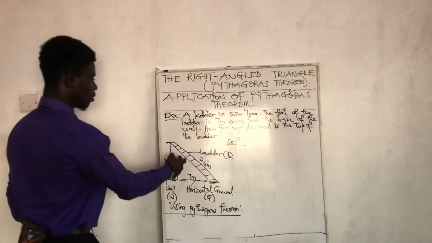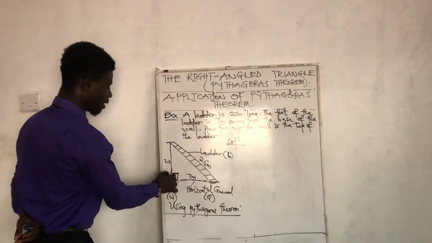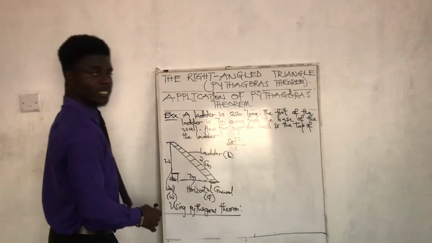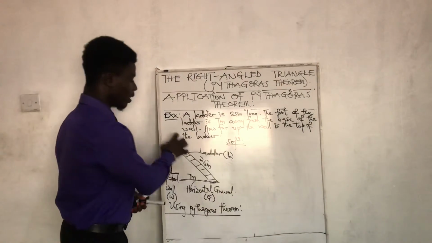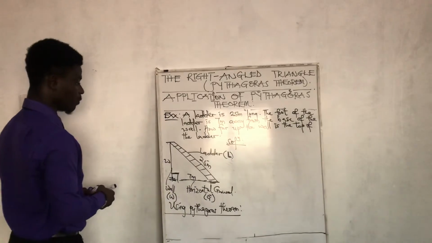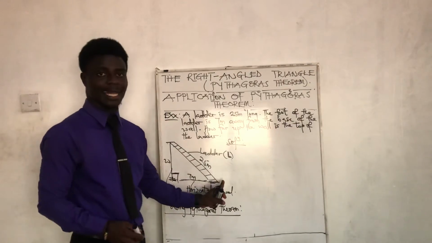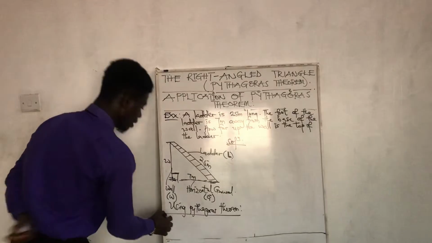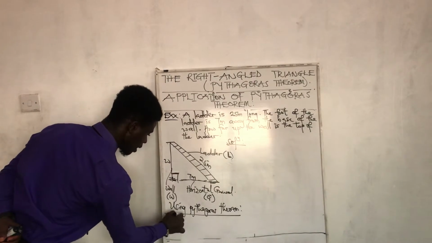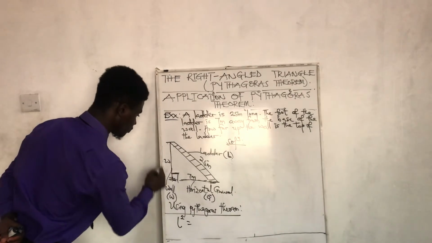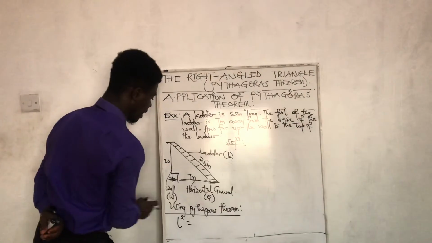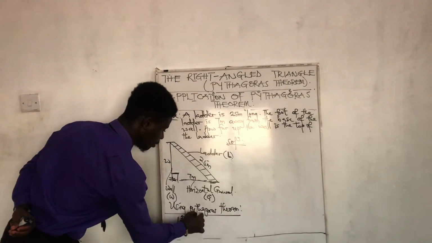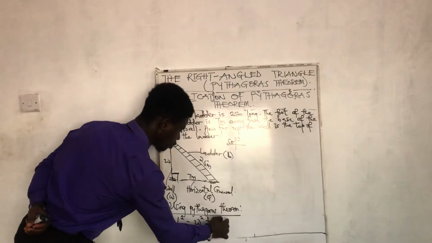So you can say that this 90 degrees is opposite to this side. That means this 90 is opposite to the length of the ladder, which is 25 meters. So this ladder is the hypotenuse. So I get L squared equals the sum of the squares on the other two sides, which is W squared plus G squared.